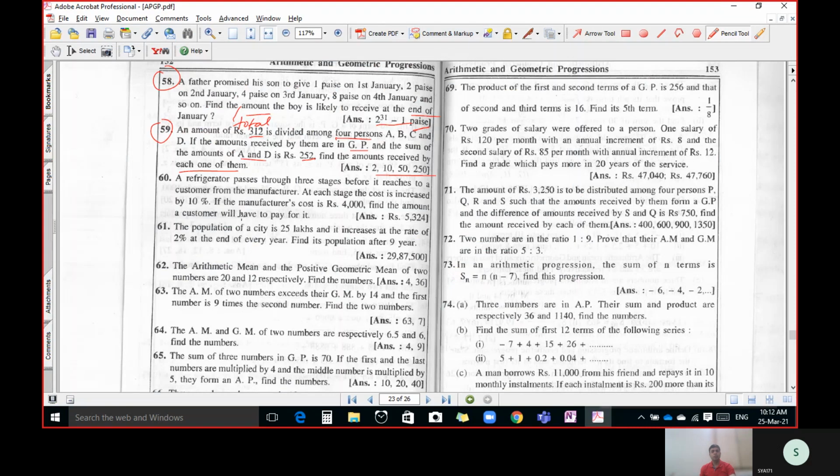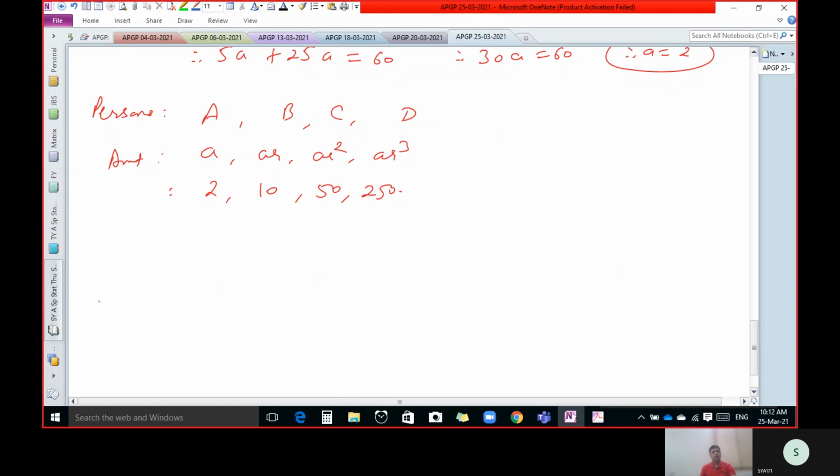2, 10, 50, 250. These two you can consider as your homework, 61 and 60. Let us do question number 63. The arithmetic mean and positive geometric mean of two numbers are 20 and 12 respectively. Find the numbers. So we want to find numbers in such a way that their arithmetic mean and geometric mean are 20 and 12 respectively.